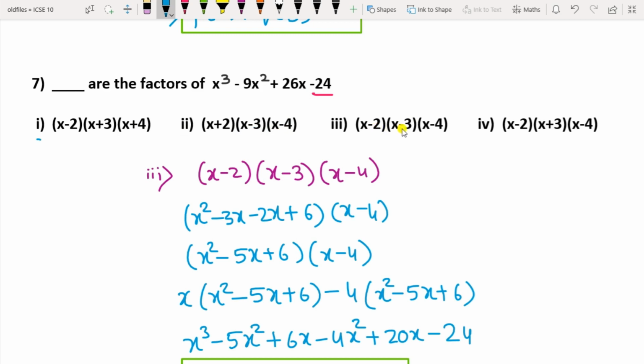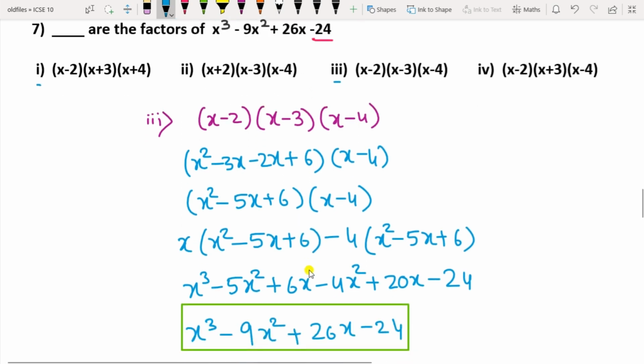Then in this case it is minus minus is plus, plus minus is minus. So here you are getting minus 24. So this also you can consider, and here minus plus is minus, minus minus becomes plus, so this can be eliminated. Now from the first and third options, by solving it you can get which are the factors of this particular polynomial. So you need to solve it. I have solved option number 3 here, and we are getting the given polynomial, that is x cube minus 9x square plus 26x minus 24. So here option 3 is the correct option.